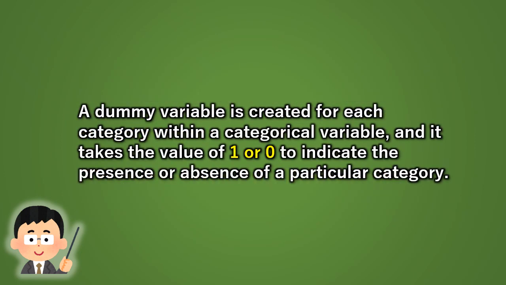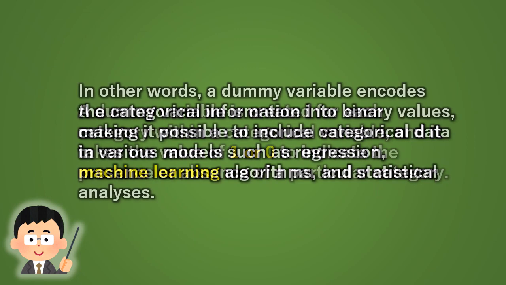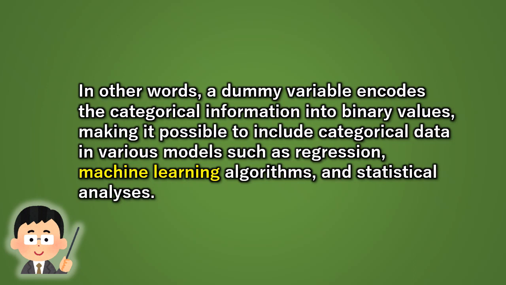A dummy variable is created for each category within a categorical variable, and it takes the value of 1 or 0 to indicate the presence or absence of a particular category. In other words, a dummy variable encodes the categorical information into binary values, making it possible to include categorical data in various models such as regression, machine learning algorithms, and statistical analyses.